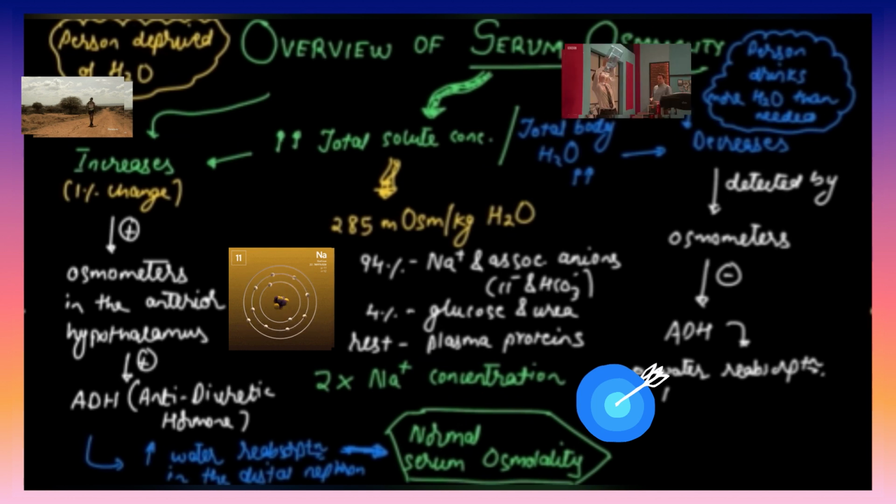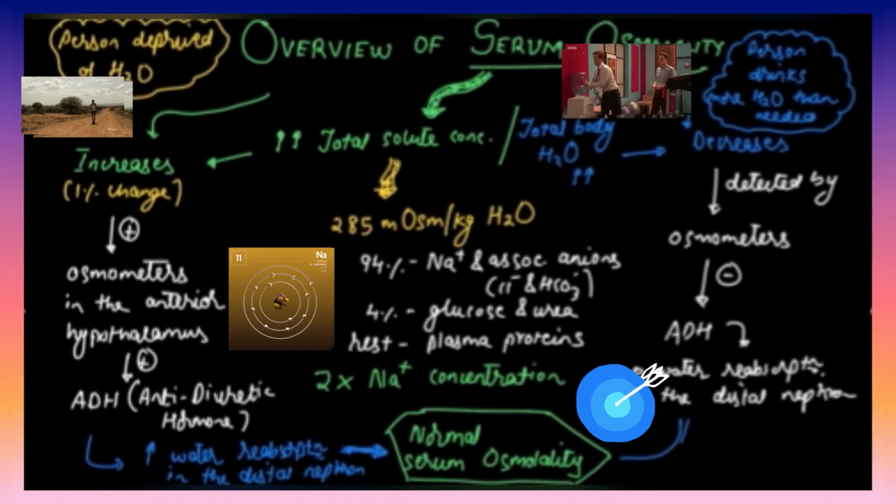So, this is a simple mechanism. The total solute osmolarity is the total solute concentration upon total body water. It is 285 milliosmoles per kg H2O. 94% is by sodium and associated anions, 2 into sodium concentration. If it increases, it is sensed by the hypothalamus. It signals to the posterior pituitary to release ADH.